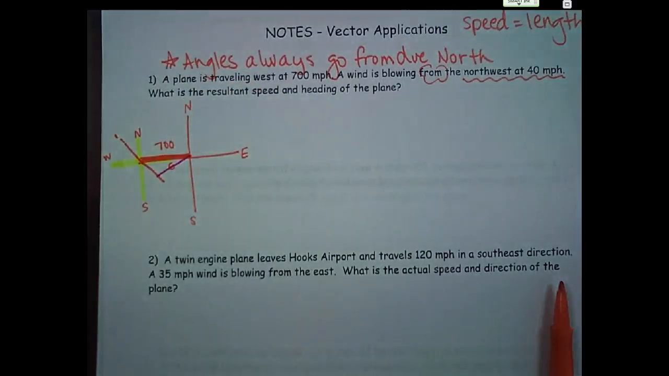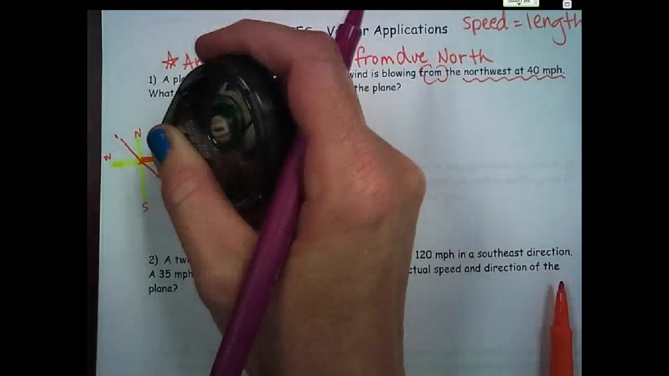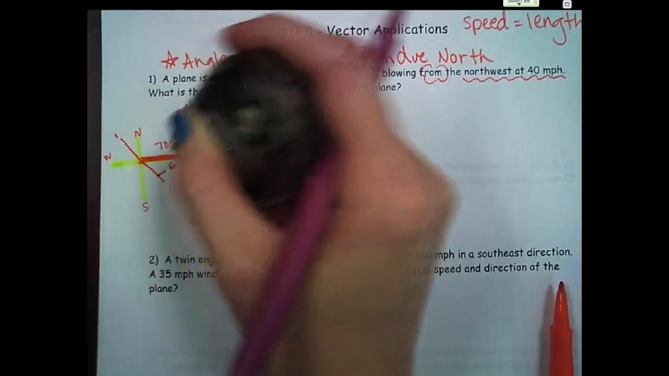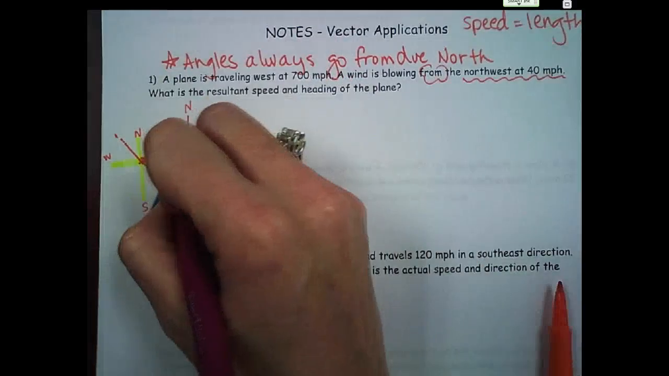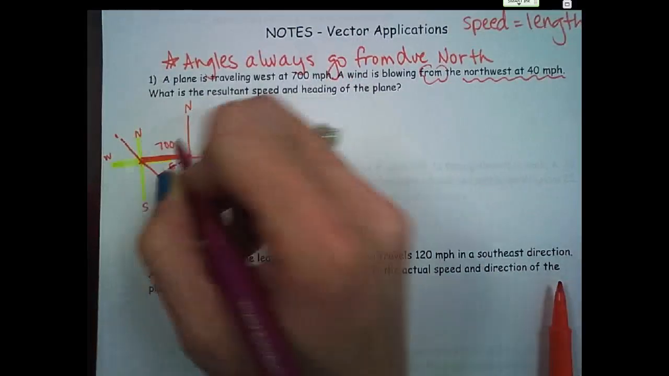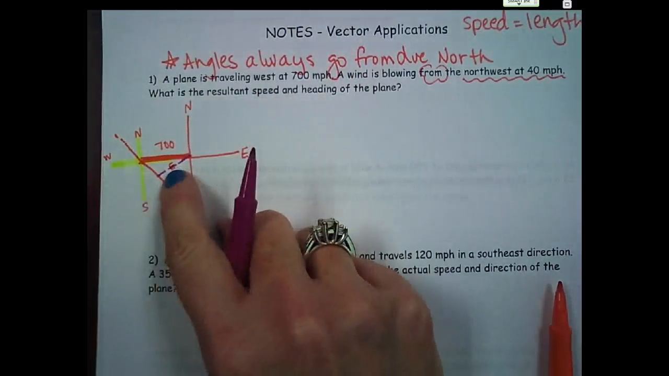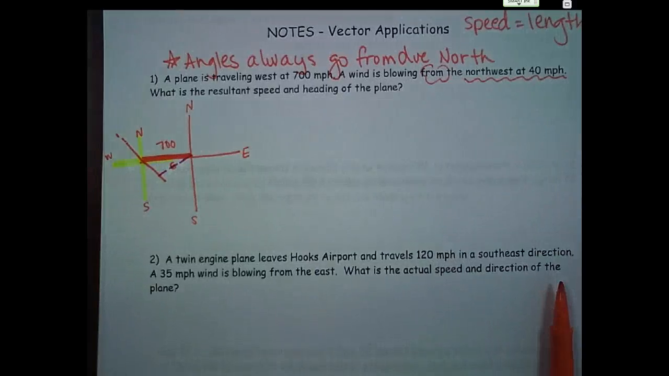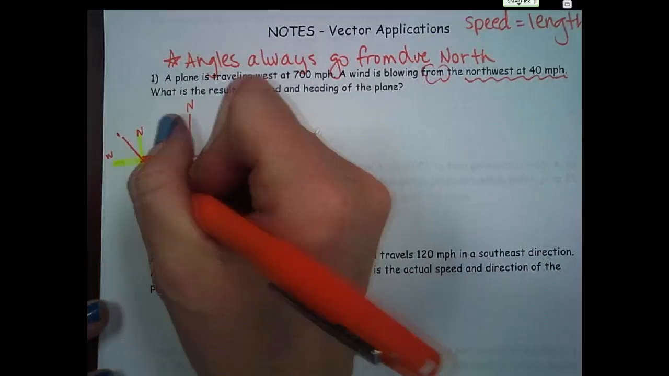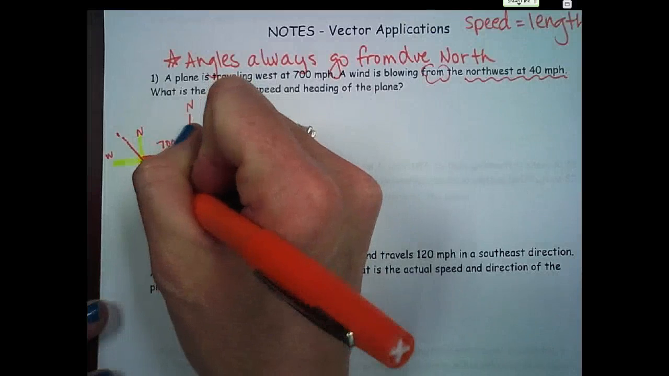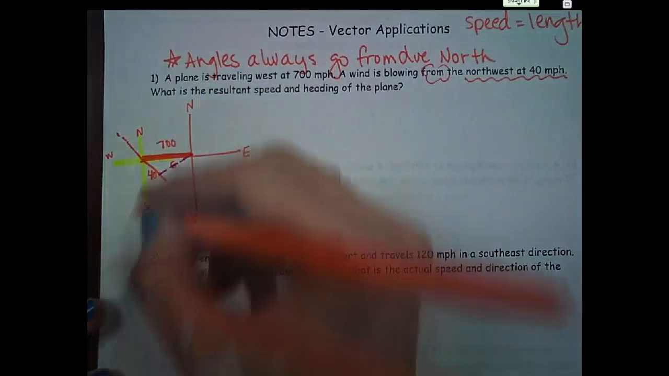That's the new line, that pink line. Y'all can dash it if you want. This dashed line. Okay, this is your new line that you're gonna try to find. So I know my airplane is 700. I know the wind is traveling at 40. So this right here is 40. Okay, from here to here.